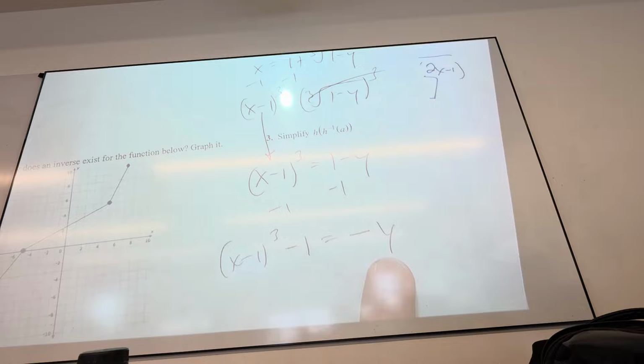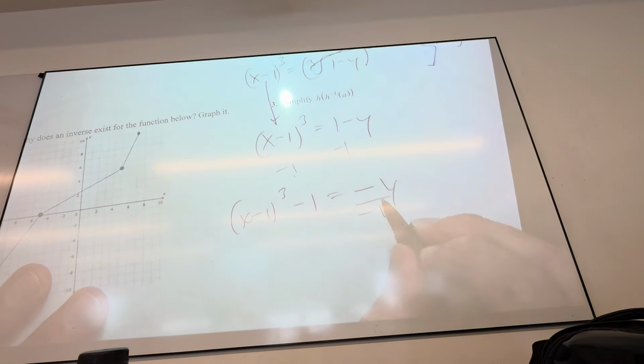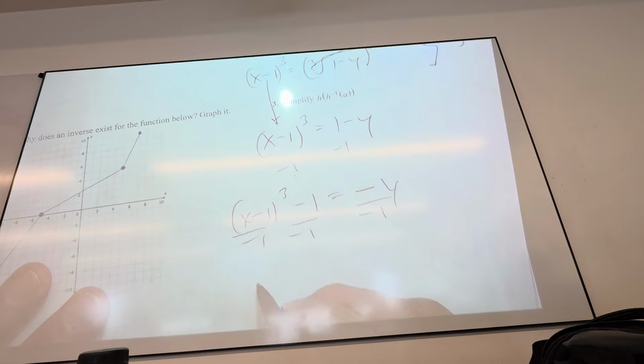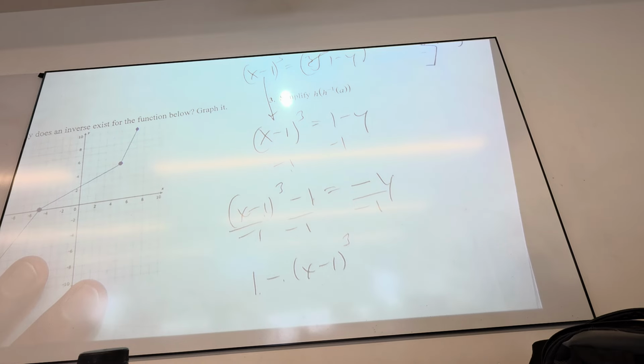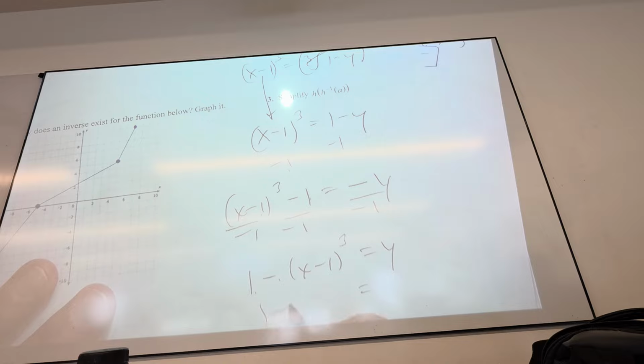So what's the last thing I have to do? Divide by negative 1. So I get 1 minus x minus 1 cubed. The negative 1 becomes positive, the x minus 1 cubed becomes negative, equals y, and I can replace y. What symbol can I put here in place of y?